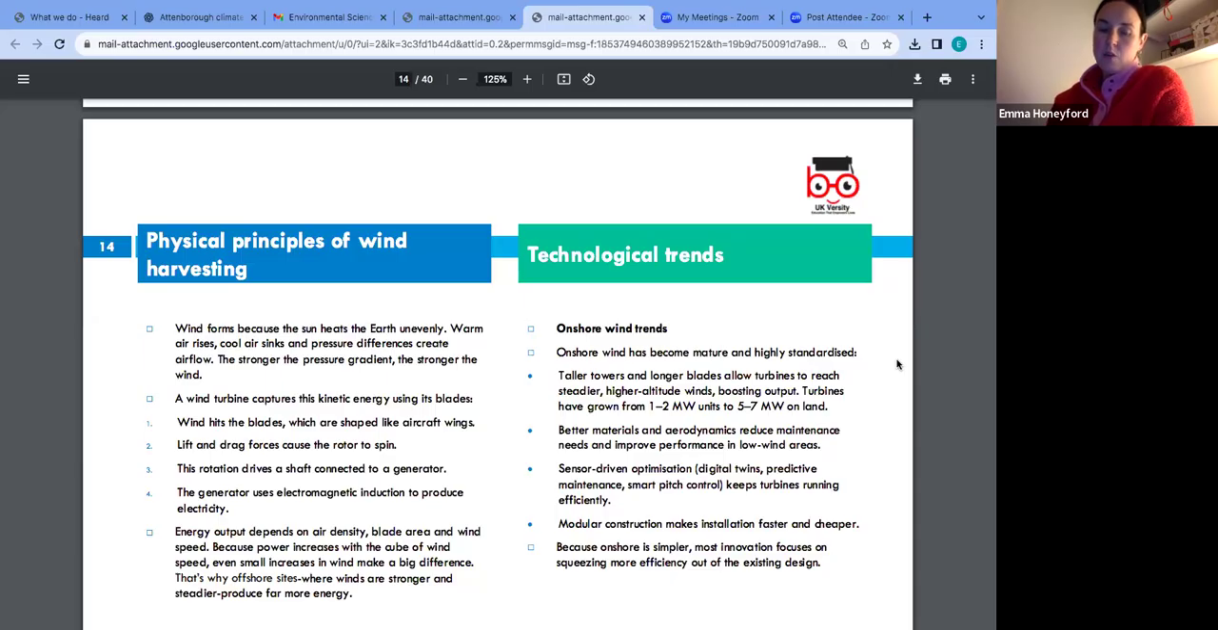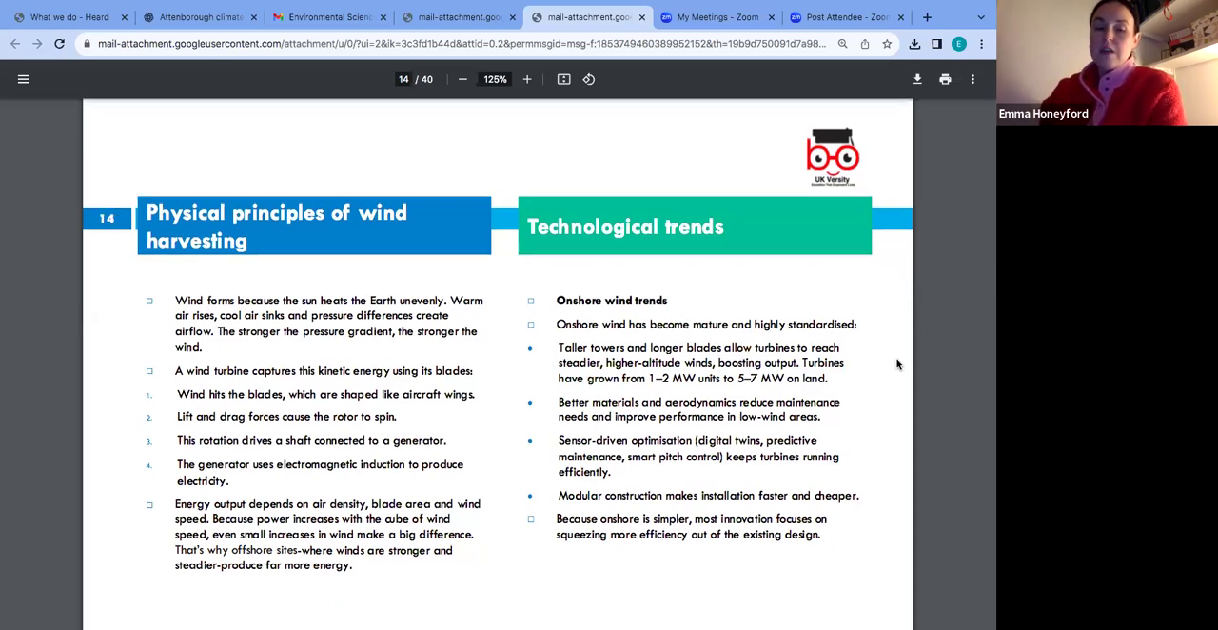Because power increases in the cube of wind speed, even small increases in wind make a big difference. So that's why offshore sites where winds are stronger, you'll often see on the sea. I think when I leave, kind of head towards Wales from England, you'll see on the coastline, there's a lot of wind turbines there. So it is very windy there, so we can see why it has been a popular area geographically. So offshore sites where winds are stronger and steadier produce far more energy, so they have been really popular sites.